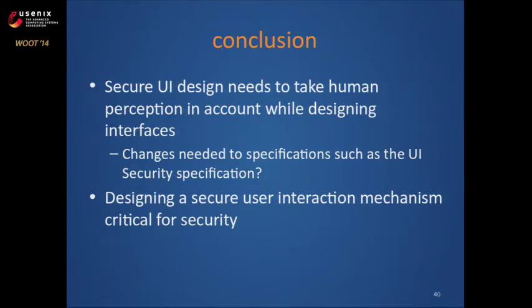So in conclusion, secure UI design really needs to take into account these limitations of human perception. It's sort of weird to see that they're relying on these simple heuristics like the button needs to be visible for, say, 500 milliseconds. We may need to change the defense specification, or at least disclaim that this won't solve absolutely everything. And designing a secure interaction mechanism that takes these human limitations into account is just critical for security. Thank you.